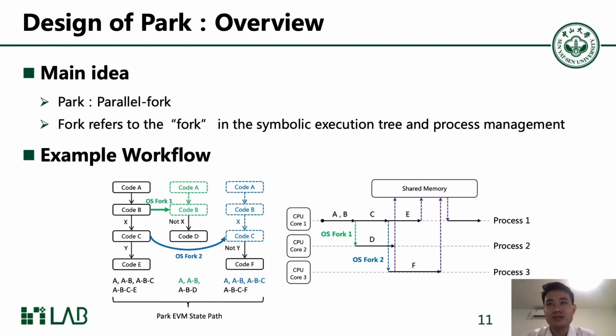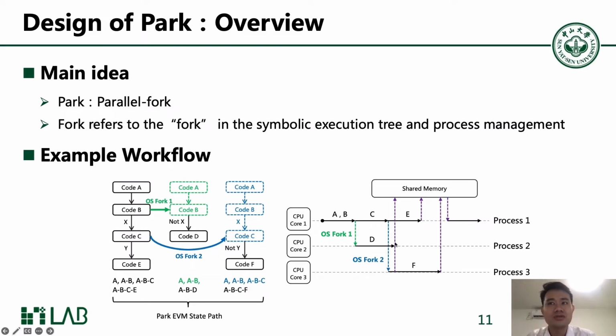For ease of explanation, we present an example workflow in PARC as shown in this figure. The symbolic execution tree is shown on the left, and on the right, there are 3 CPU cores. In this example, we omit the process switching between CPU cores. So in the beginning, process 1 executes code A and code B in serial. When it finishes B, it faces 2 forks, also called branches, in the control flow graph, just C and D. At this moment, PARC forks the process to process 2 to execute D, and process 1 goes for C.